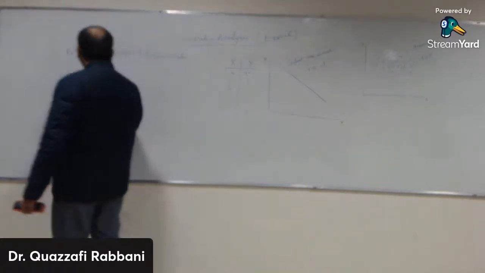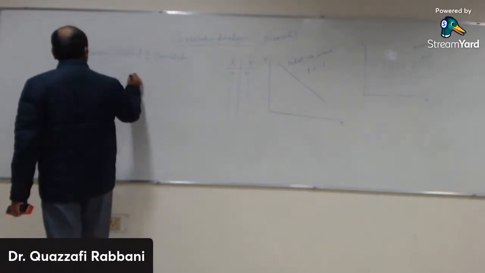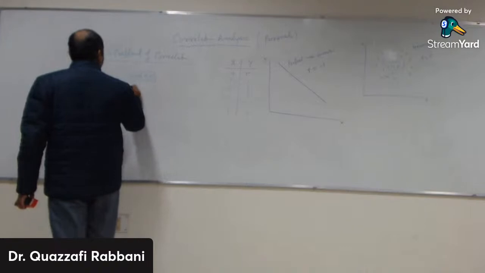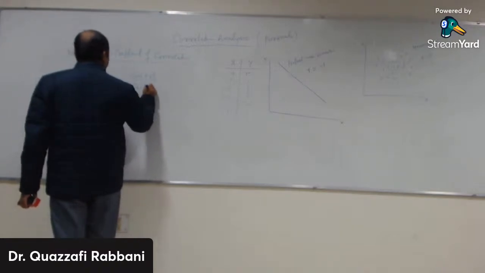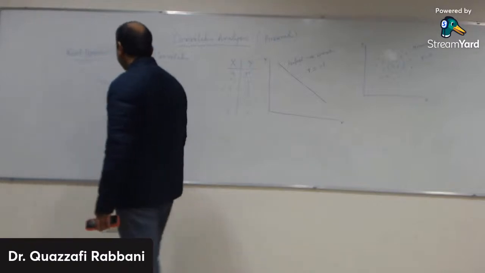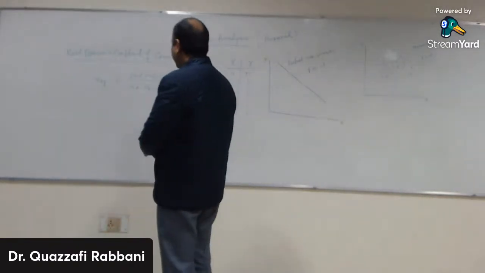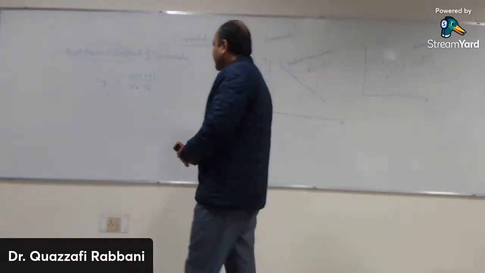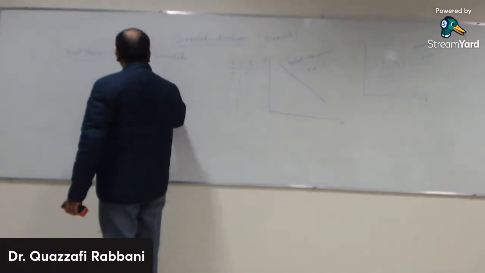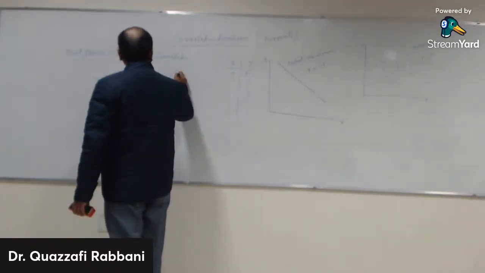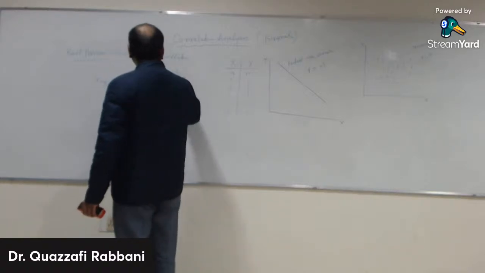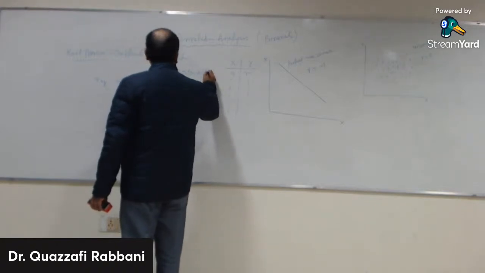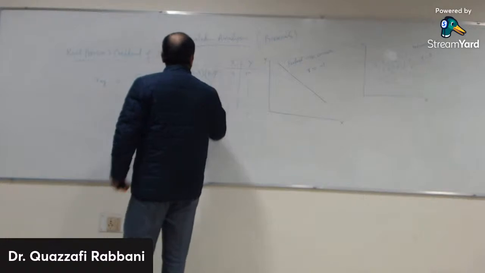The correlation between x and y can be obtained as the covariance between x and y divided by the standard deviation of x into the standard deviation of y. This is the formula. Using this, we will get the degree of correlation. Let's expand this. The covariance is 1 upon n summation (x minus x bar) into (y minus y bar).